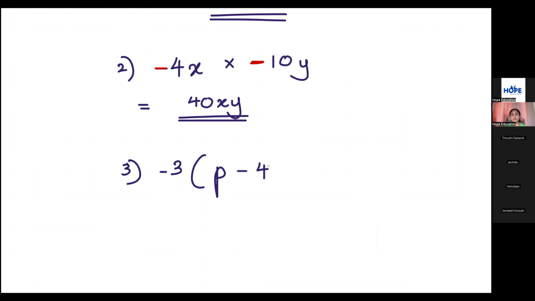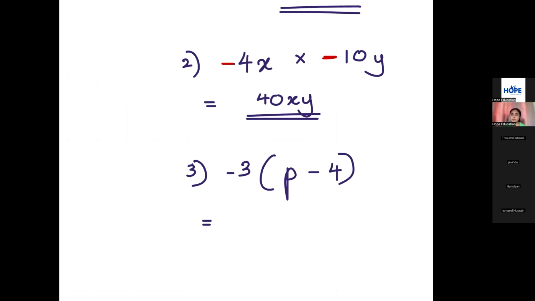Can you find the answer to this? Can you find the answer to this quickly? I'll give you 1 minute. Minus 3p plus 12. Okay. I'm also getting the answers in the chat box.